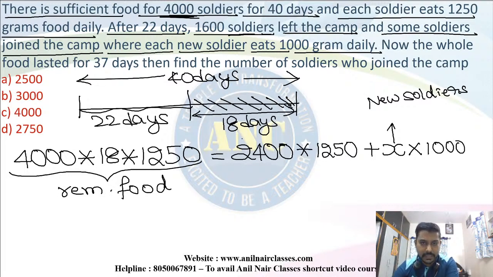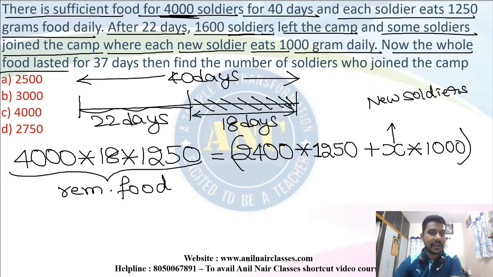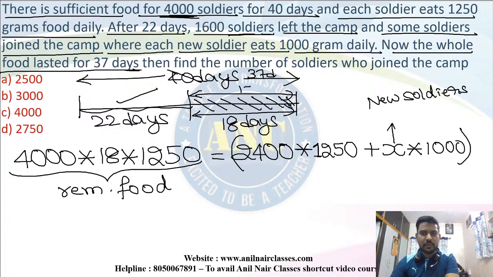1000 grams daily. But think logically, 2400 remaining soldiers multiplied with everyday 1250. This is for a one day scenario. X new soldiers everyday 1000 grams. This is again for a one day scenario. But what is the question? Now the whole food lasted for 37 days. That means 22 days are already completed and the work will now get over in 37 days itself. That means the remaining food was eaten by these many people in another 15 days. So never ever forget to multiply by that 15. Otherwise you will get an incorrect answer. So 15 multiplied by all these things in the right hand side.